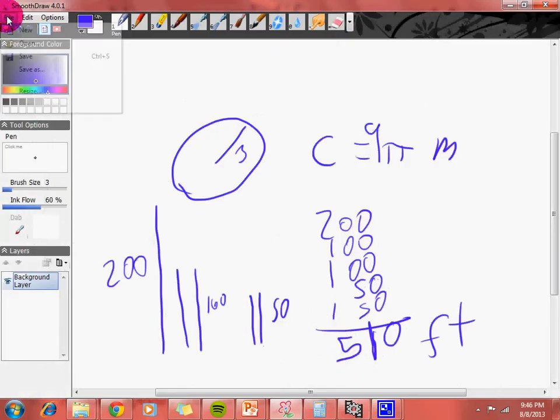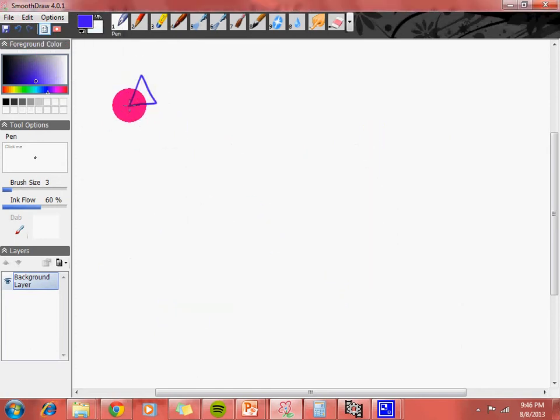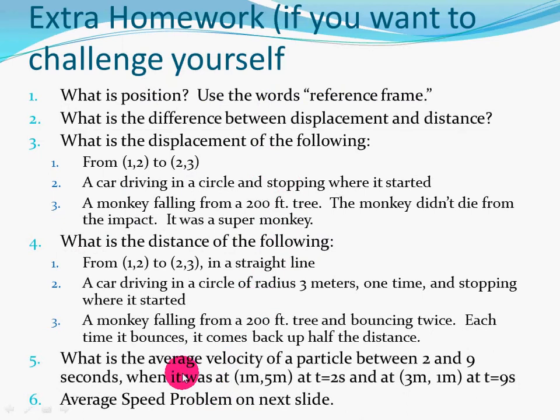I can already tell that delta t, let's just do that first, so I don't have to explain it. So delta t is 7, because 9 minus 2, and then seconds, equals 7 seconds. And seconds, the symbol for seconds is still s. And then, what was the average velocity of the particle?